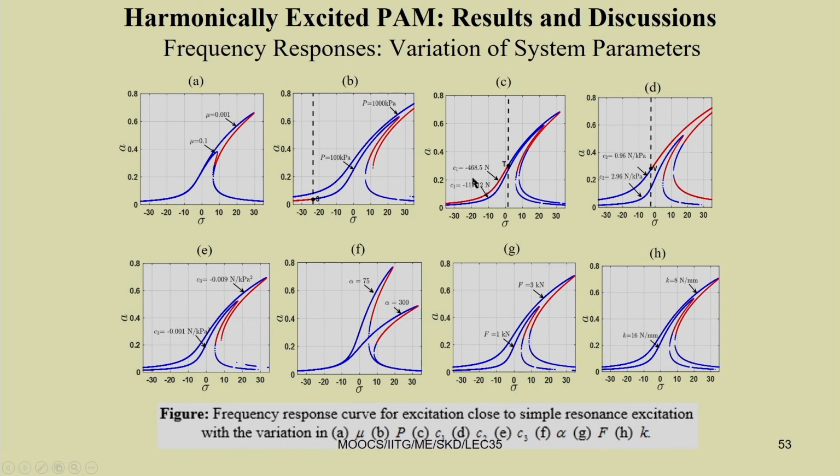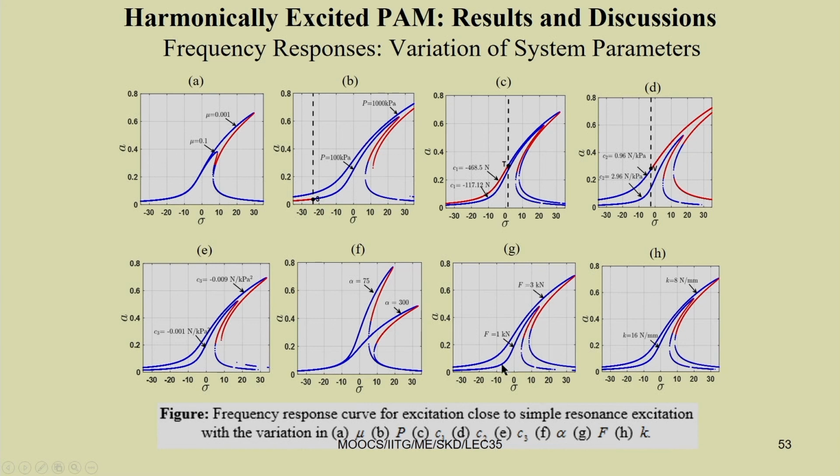Then the muscle parameters C1, C2. For different muscle parameters, you know that the muscle parameter depends on the materials we are using. So, by using different materials, they can be changed. Having different muscle parameters C1, C2, then this is C3, and this is the effect of nonlinearity you can see. So, this is alpha equal to 75. This is alpha equal to 300. Then these are the forcing amplitudes, 1 kilonewton, 3 kilonewton.